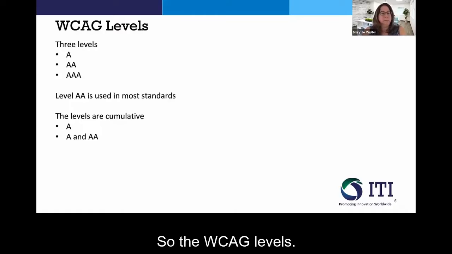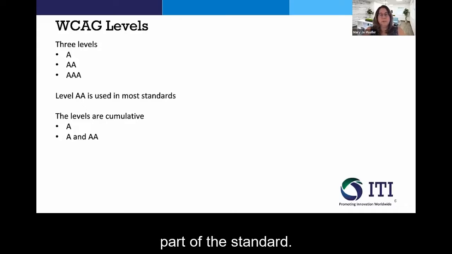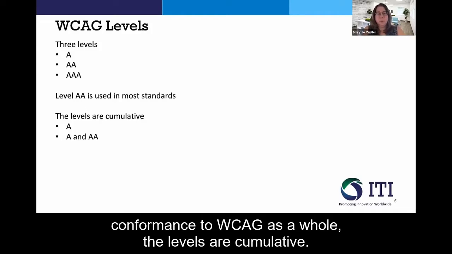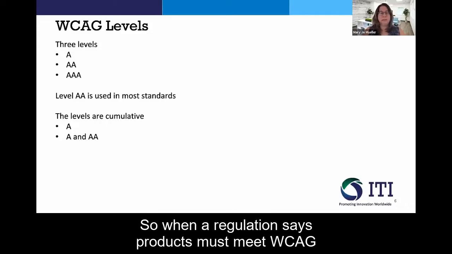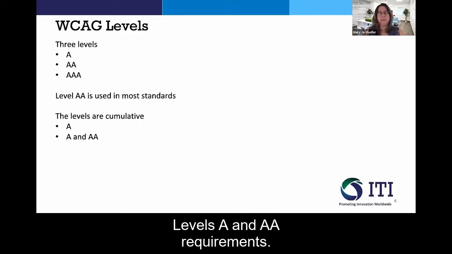So the WCAG levels: there are 3 levels to WCAG. There's Level A, AA, and AAA. Each requirement in WCAG has been assigned a level as part of the standard. So when you're talking about performance to WCAG as a whole, the levels are cumulative. When a regulation says products must meet WCAG Level AA, it means you need to meet both Level A and AA requirements.